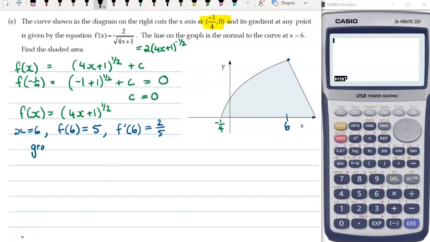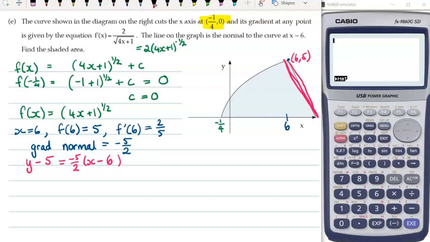Now that gives us the gradient of the tangent, so the gradient of the normal will be the negative reciprocal of that. From there we can make the equation of the line y minus y1 equals m times (x minus x1) using the coordinate 6, 5. Actually, I'll write that up here, 6, 5. So y minus y1, the y coordinate is 5. The gradient m is minus 5 over 2. The x coordinate is 6, and that's giving us the equation of this straight line, the normal to the curve.